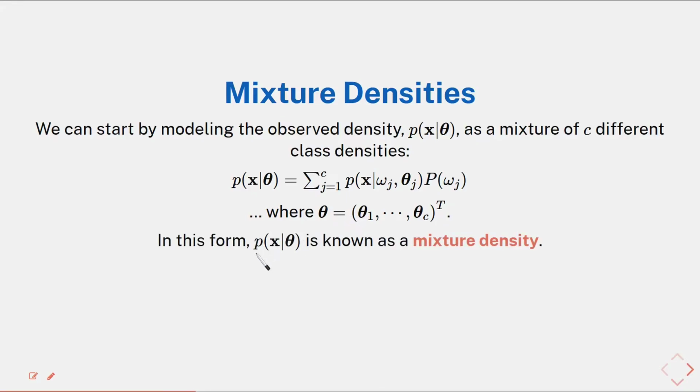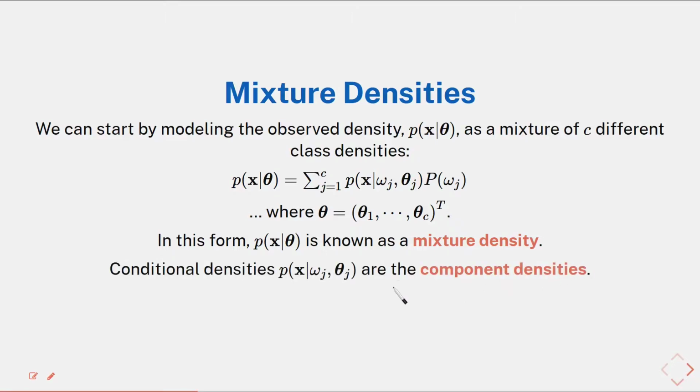So in this form, P of x given theta is known as a mixture density because it's a mix of all these class conditional probabilities. The conditional densities are the component densities, and the priors are the mixing parameters. So this is essentially a weighted sum of all of the individual densities for each class, and what we end up with is the data that we observe. So this is the probability of observing a particular set of samples.